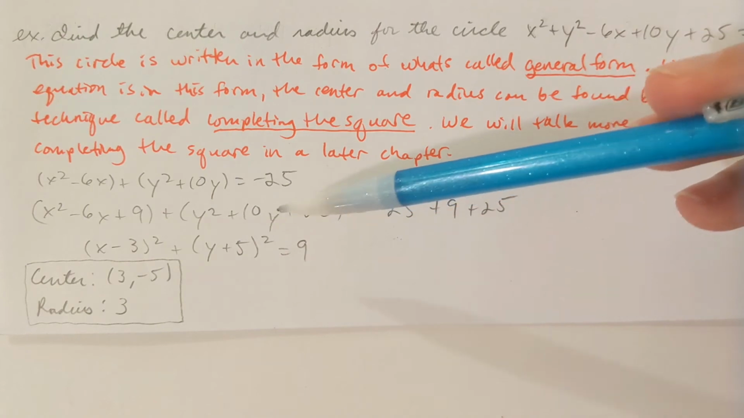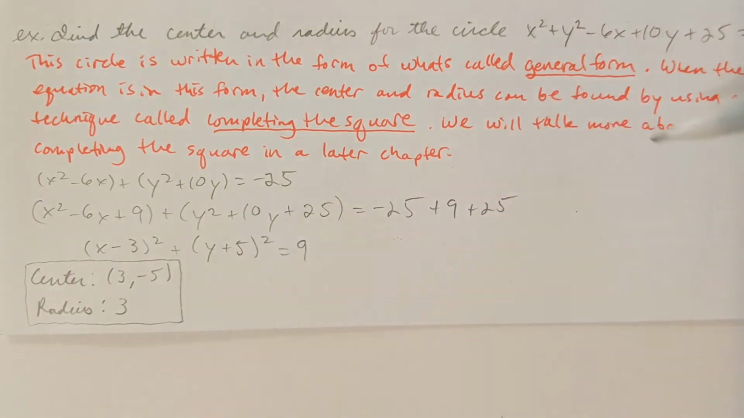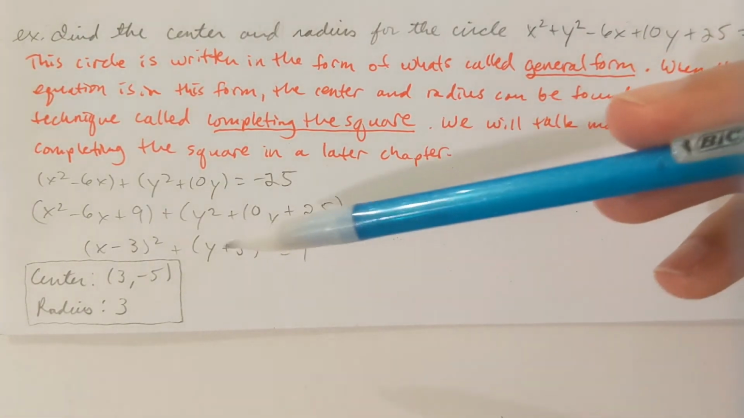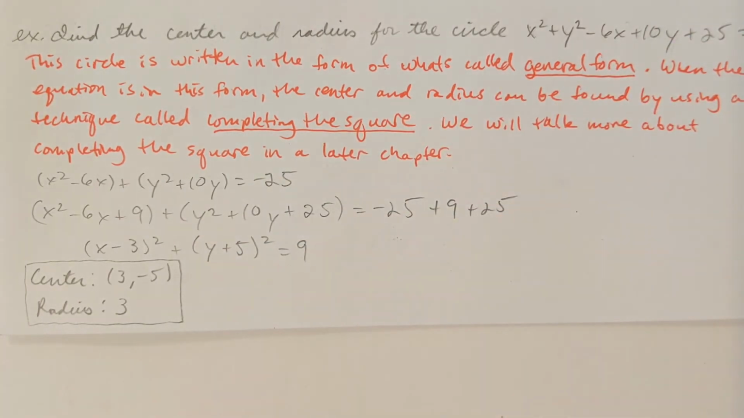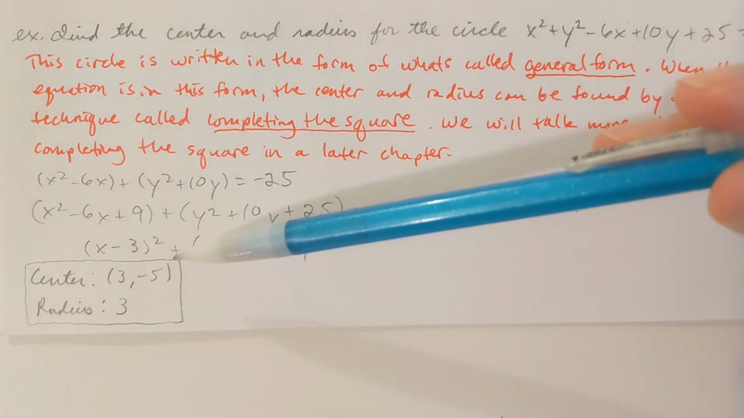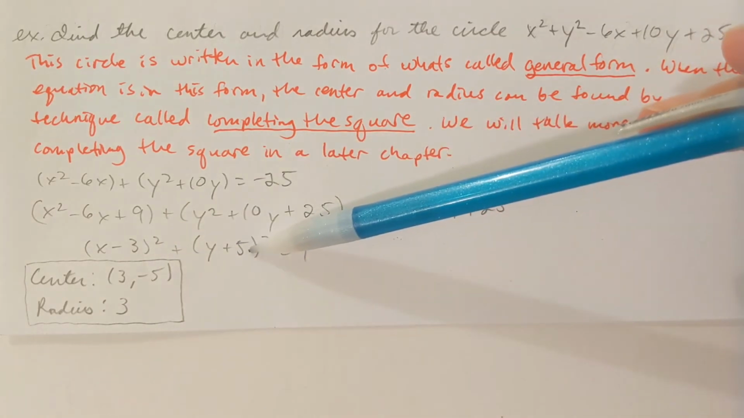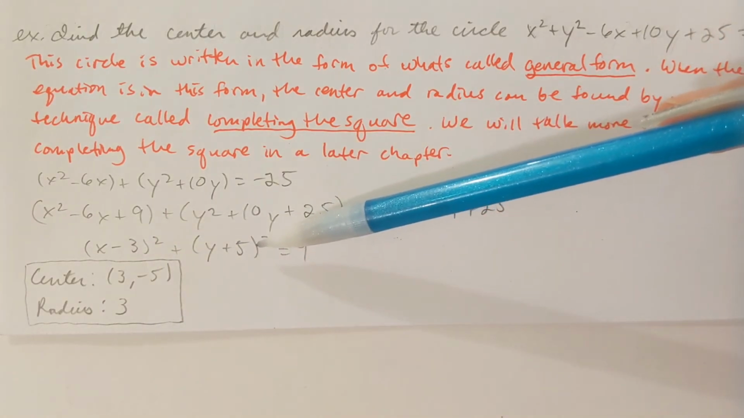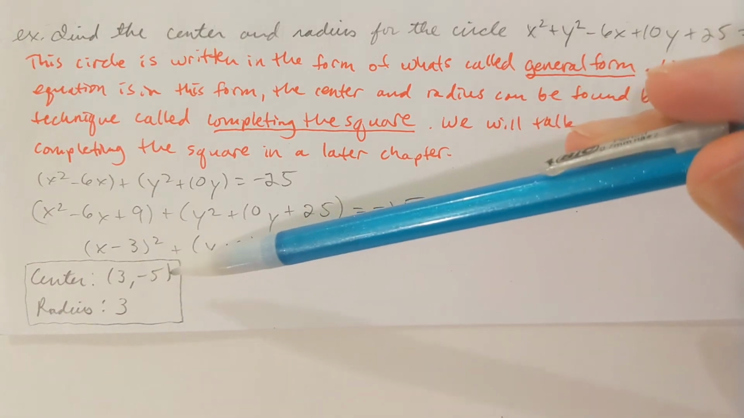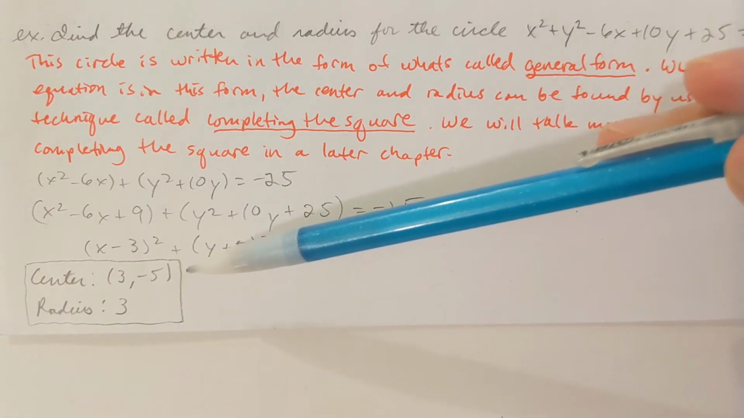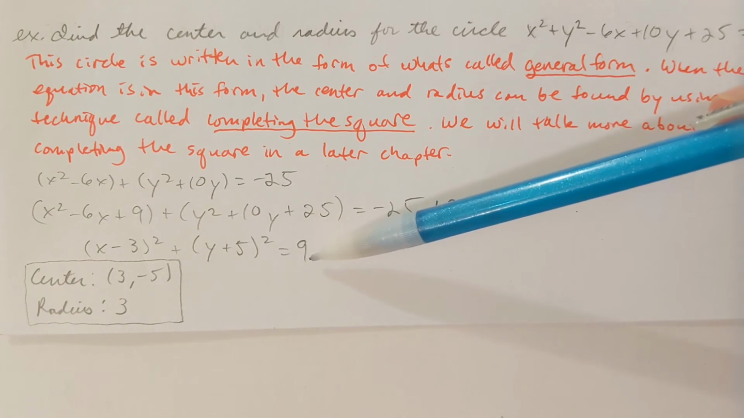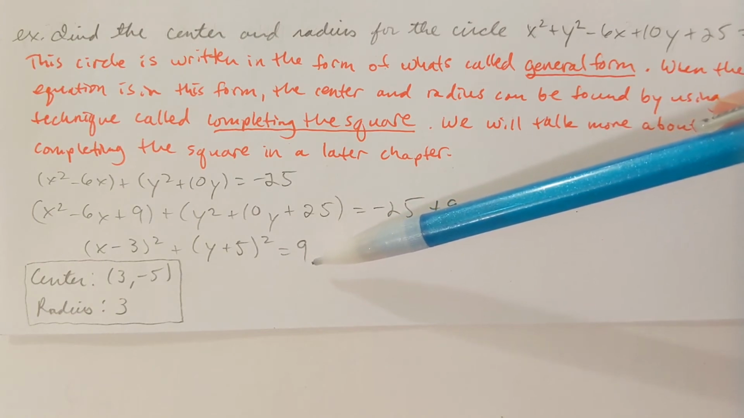Now, in this form, I can identify the center and the radius. So the center point is located at the point (h, k). h is 3, and k is negative 5. Okay, so the point (3, negative 5) would be the center of the circle, and the radius is 3. 3 squared is 9.